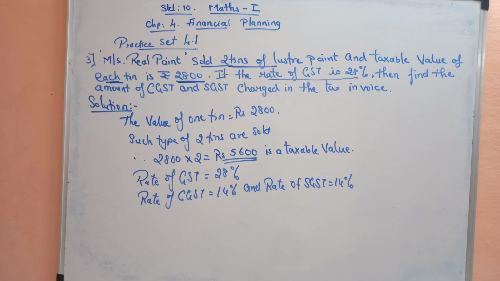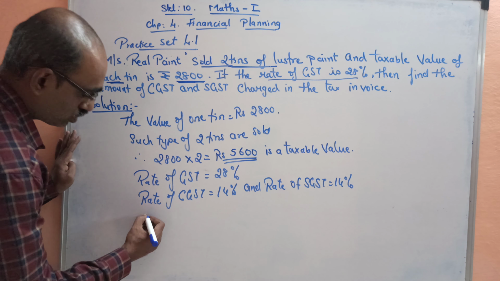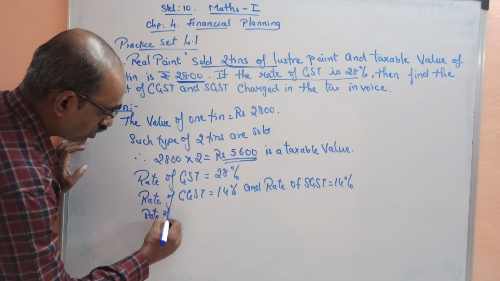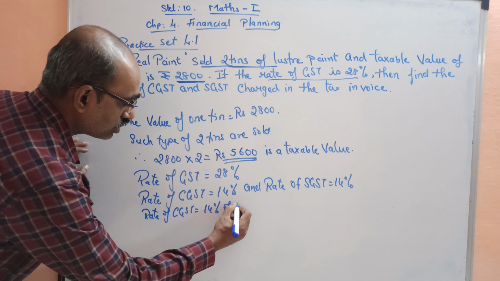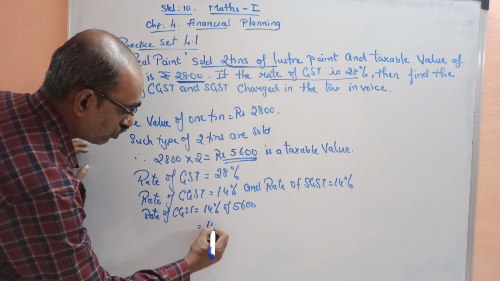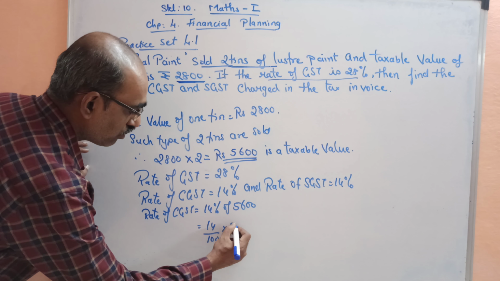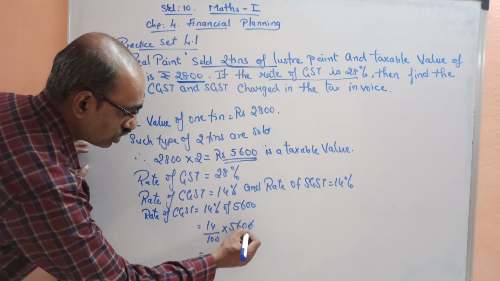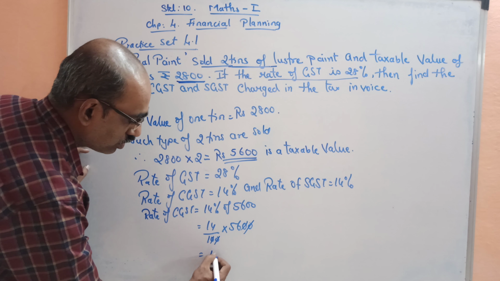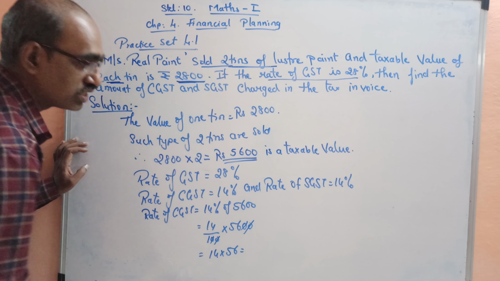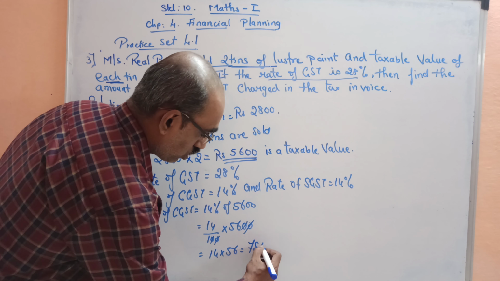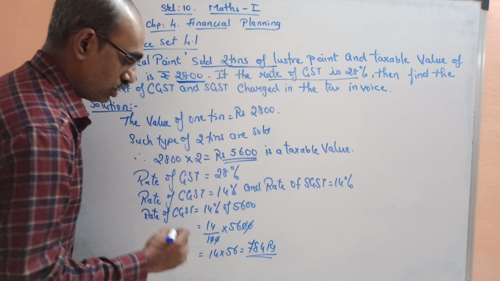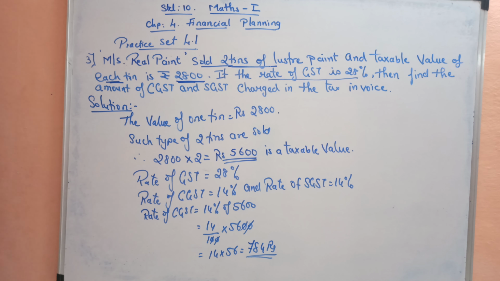Then you have to calculate the amount of CGST. So CGST is equal to 14% of 5,600. So 14 upon 100 into 5,600. These 2 zeros go off. So 14 into 56. 14 into 56 is what? 784. You should know the tables, then only it is possible for you to understand. So 14 into 56 is 784. This is the central GST.